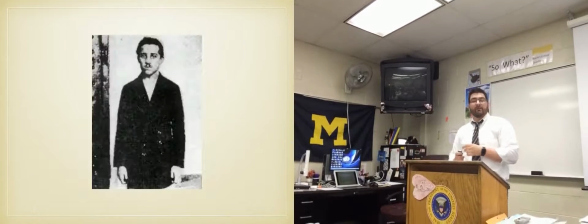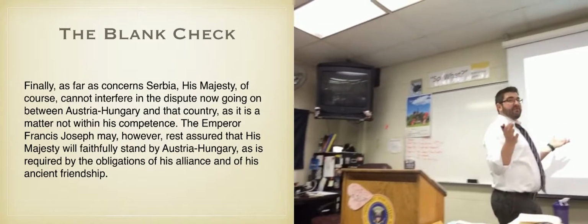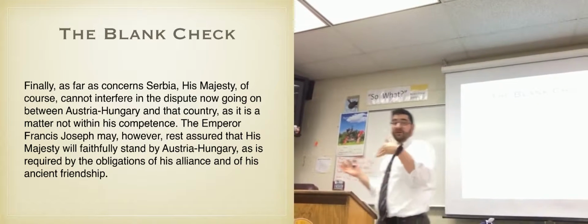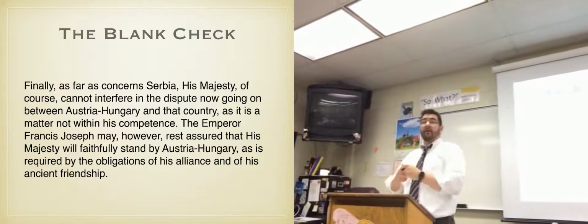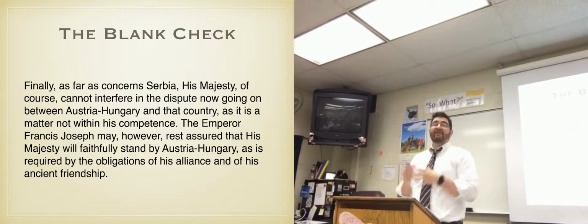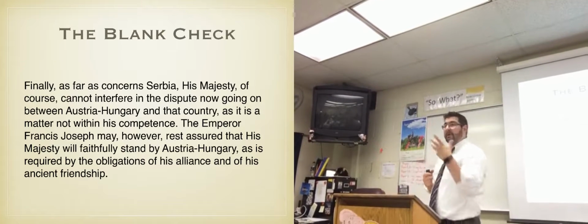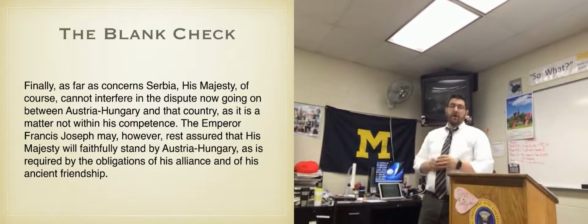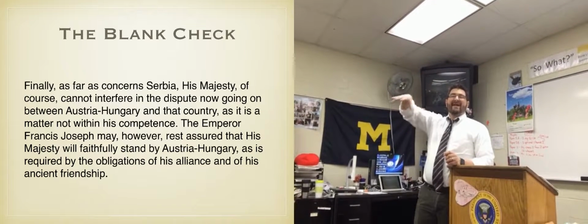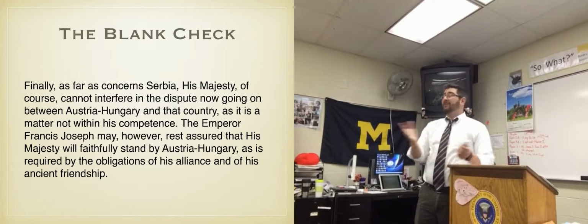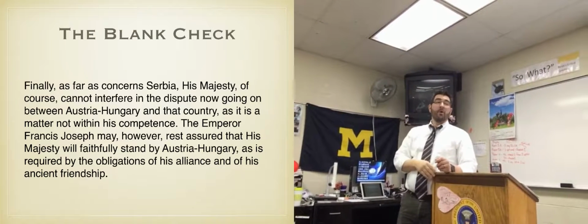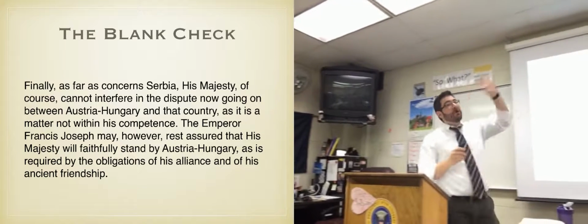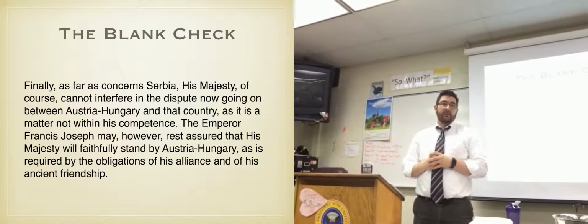So they go to Germany and they say, hey, Germany, here's the deal. We've got beef, pardon me, with Serbia. But if we go to war with Serbia, we're going to have beef with Russia. What say you? And Germany issues what is known as the blank check, where the German government says to Austria, Austria, Serbia is your business. If you want to attack Serbia, you go ahead and attack Serbia.